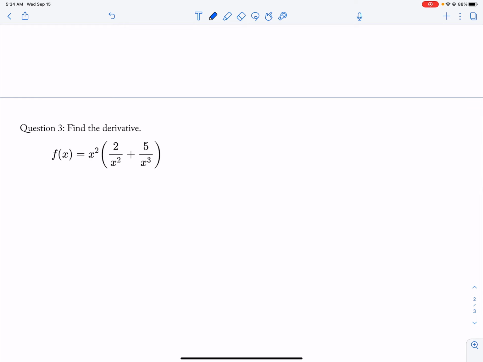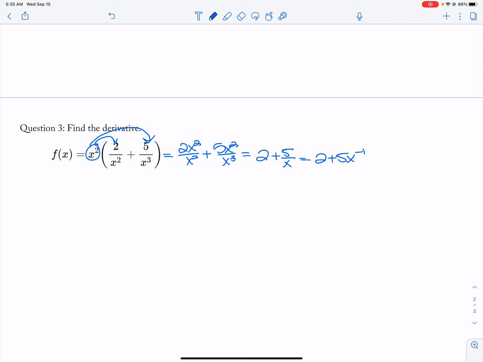Now here, even though I have a product rule and a quotient rule, I probably would have just taken this x squared and multiplied it by both terms. So I have 2x squared over x squared, and I have a 5x squared over x cubed. Because what I would have gotten is 2 plus 5 over x, which is the same thing as 2 plus 5x to the negative first power. And that makes my derivative a lot easier.